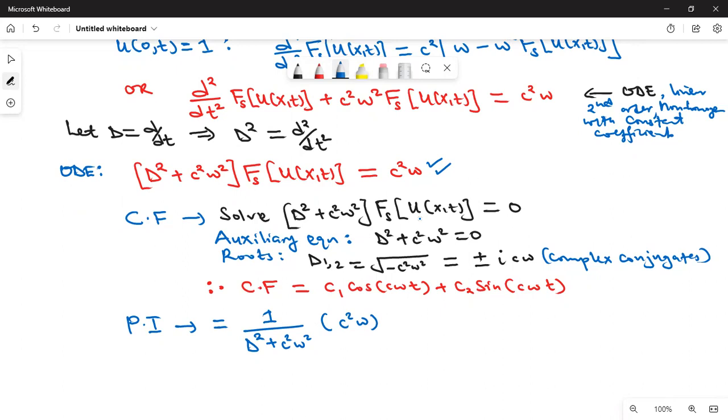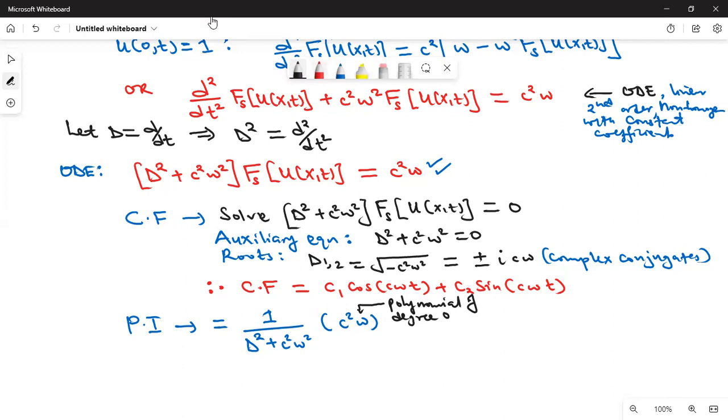You see, c squared omega is a constant, a polynomial of degree 0. It's a polynomial of degree 0. It is a constant.